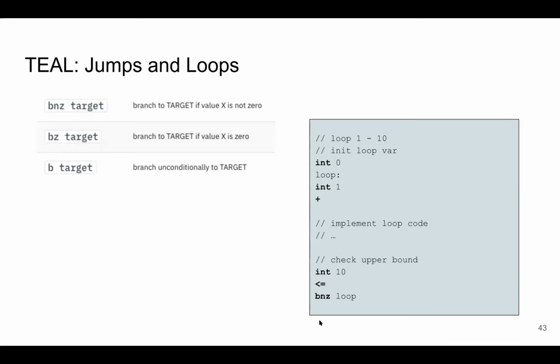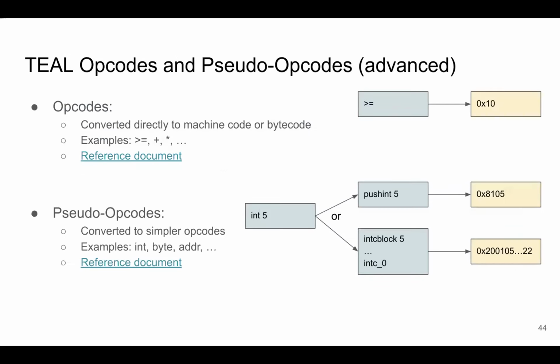So that's how you do a loop in any assembly language, whether it's TEAL, PyTEAL, x86 assembly, whatever. Assembly language always looks like this. And that's important to know. It's important for your culture and important to recognize if you debug.